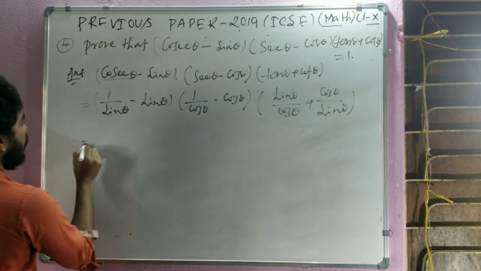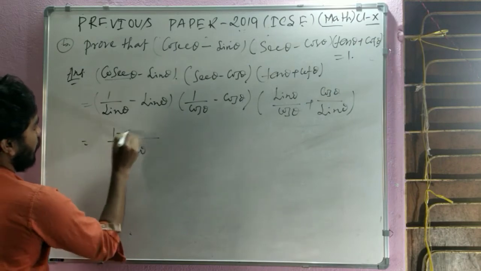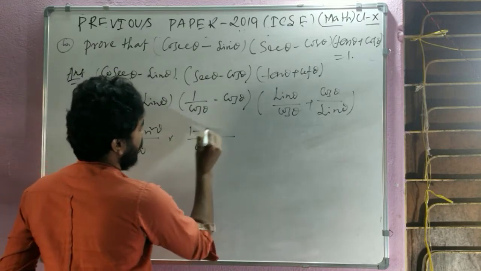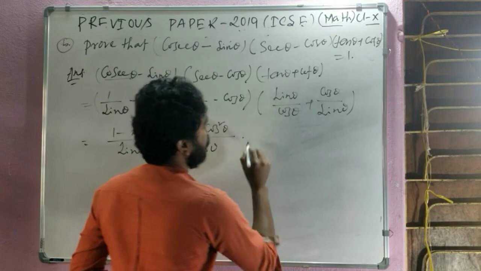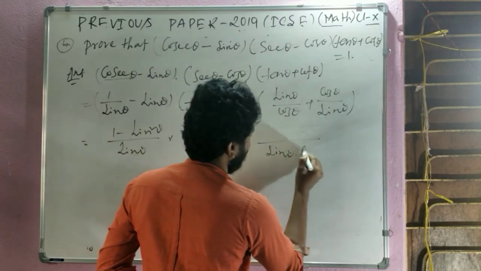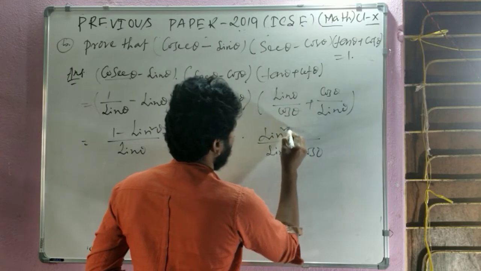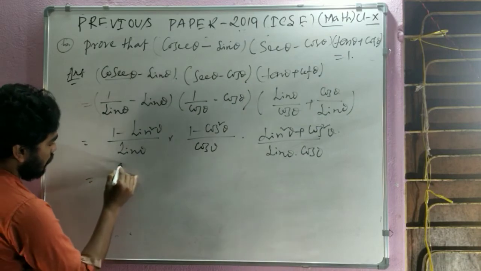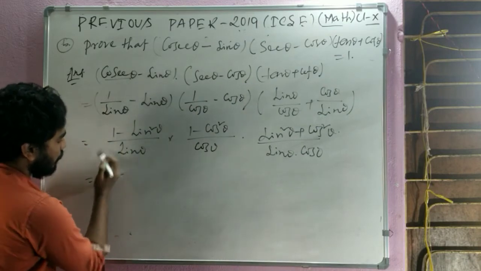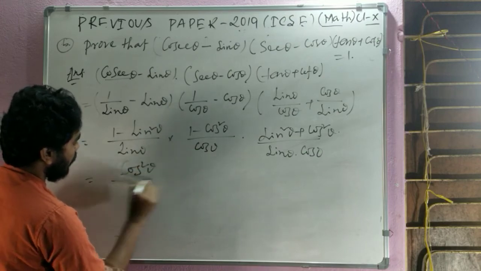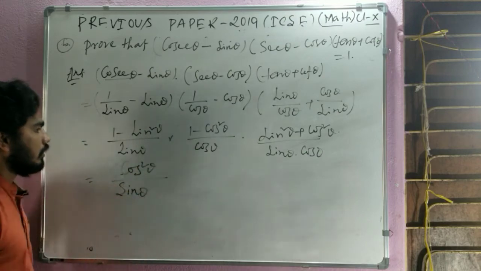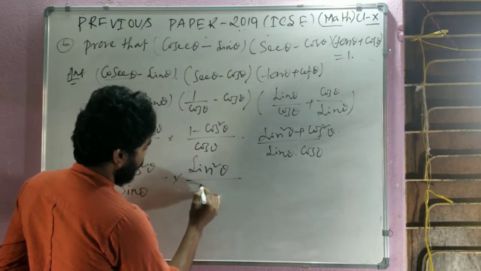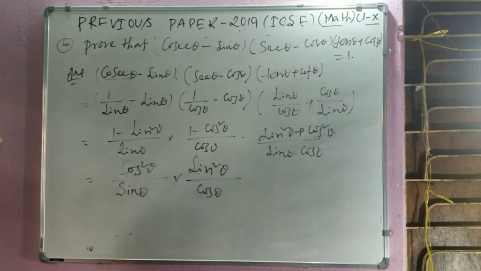That means this equals 1 minus sin square theta by sin theta into 1 minus cos square theta by cos theta into sin square theta plus cos square theta by sin theta cos theta. 1 minus cos square theta means sin square theta, and 1 minus sin square theta means cos square theta, because sin square theta plus cos square theta equal to 1.